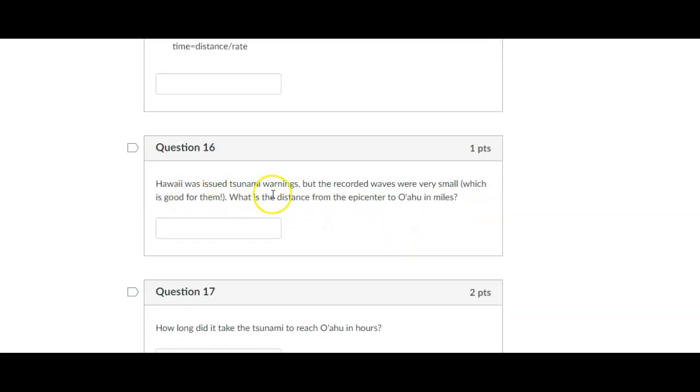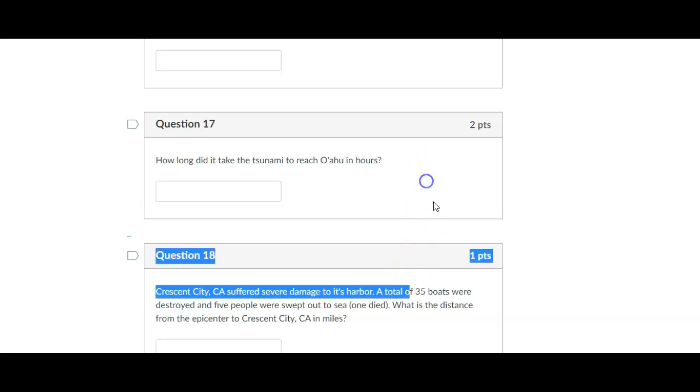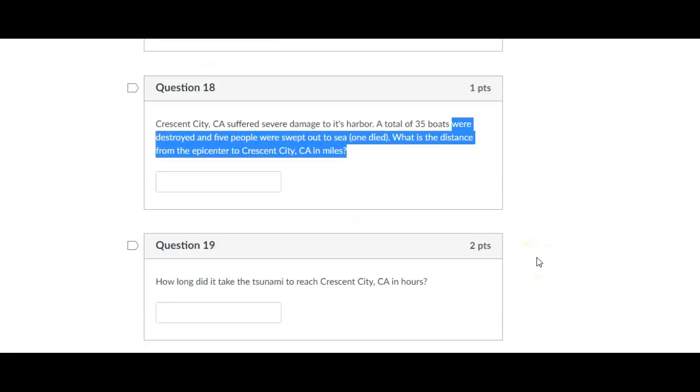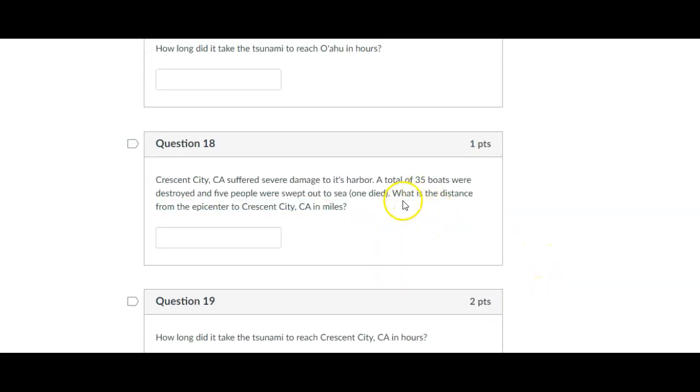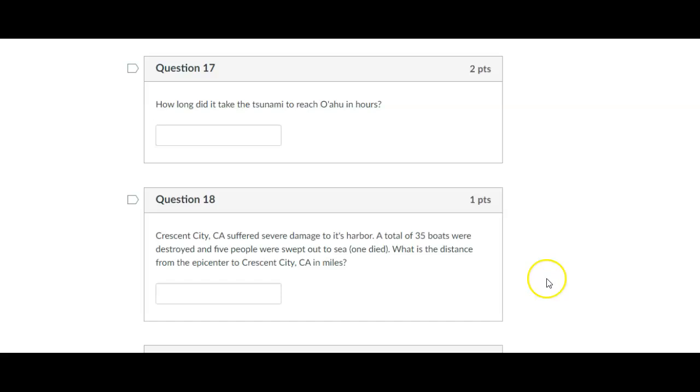And so same thing, Hawaii. What is the distance from the epicenter to Oahu? So you've got to go find Oahu. Draw the line all the way to there. Just click and drag, click and drag. It's going to take a little while to get there. Once you get there, tell me how far that was. Do the division. And then finally, you have this one here. It's the same thing. Let's see, what does this say? What is the distance? Tell me what it is, and then tell me how long it took to get there in hours.